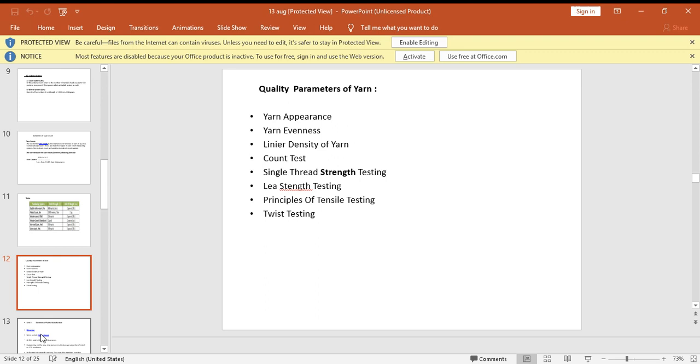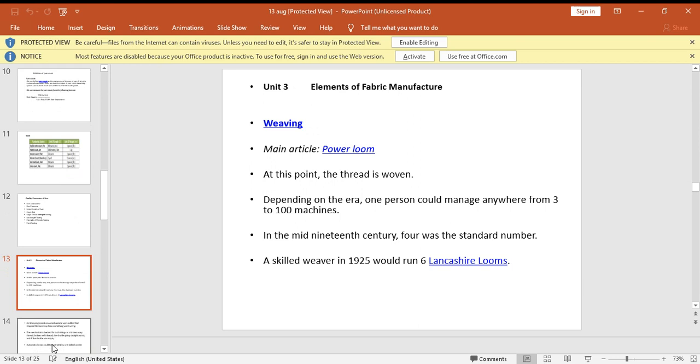So I'm repeating, the quality parameters of yarn are yarn appearance, yarn evenness, linear density of yarn, count test, single thread strength tester, lea strength testing, principles of tensile testing, and last is twist testing. So by this, the unit 2 yarn manufacturing is completed.